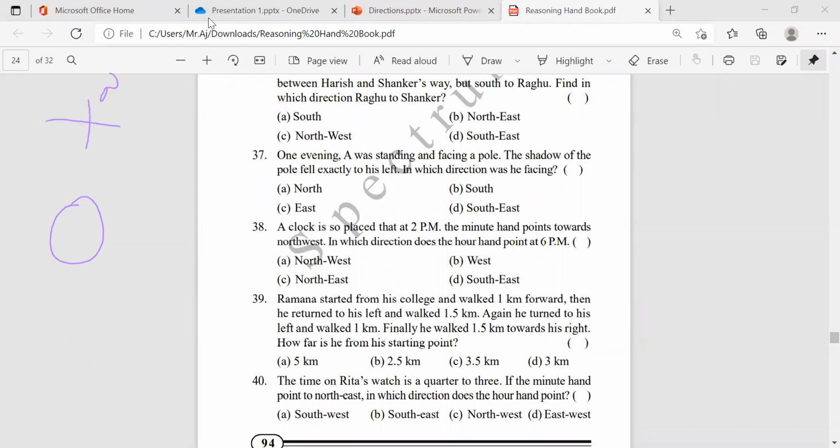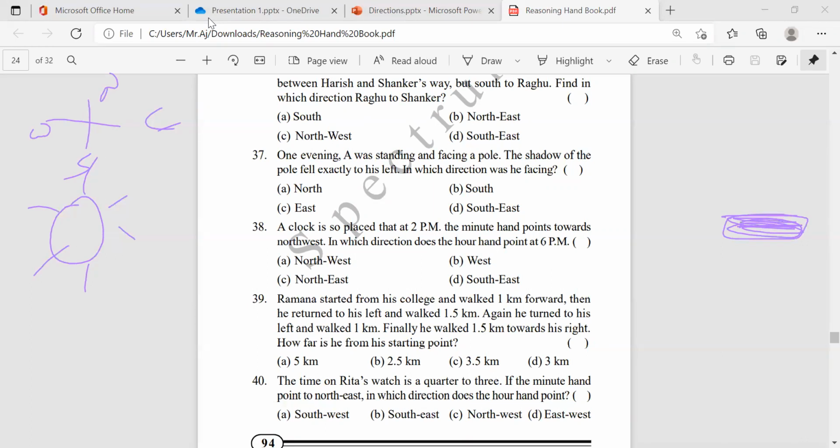Okay, this is north, east, south, west. So the west side is the sun. He is here, so the shadow will be like this. Shadow will be on this side. So the sun is this side and the shadow will be like this.